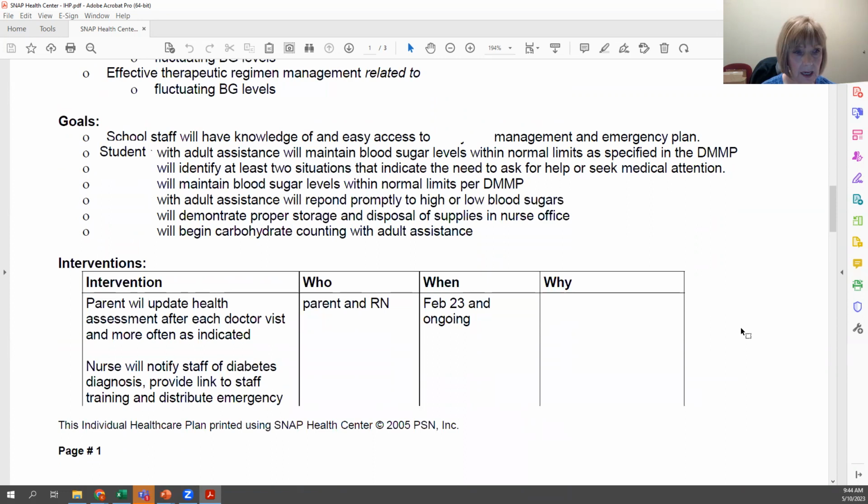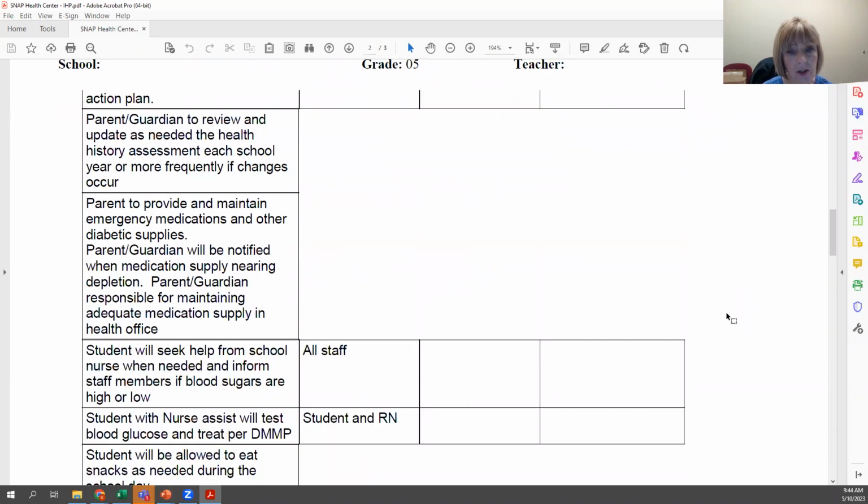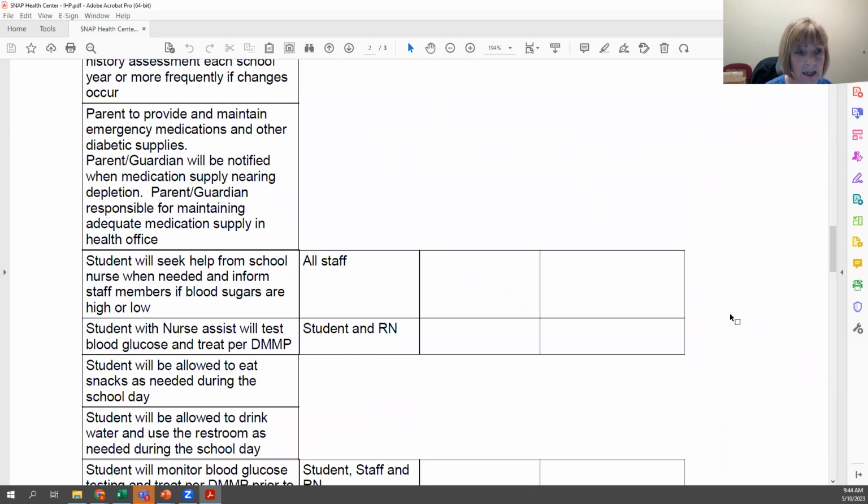That they're going to be able to monitor situations where they need to seek help, that they're going to have to monitor blood sugars and all of that. And then our health plans list what we're going to do, who will do it, when we're going to do it, and then occasionally a why. I don't always fill those in. If it's something that I need to explain to a parent, explain to a teacher why this needs to be done. But if not, then I kind of just, again, I don't want to make work for nurses.